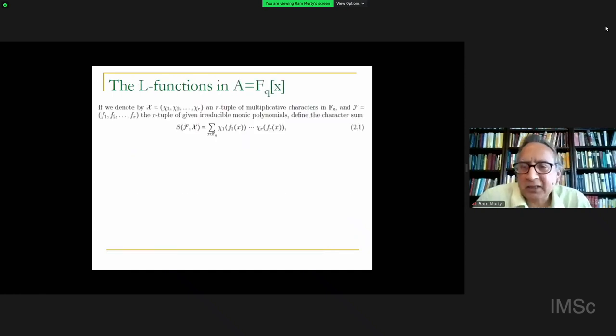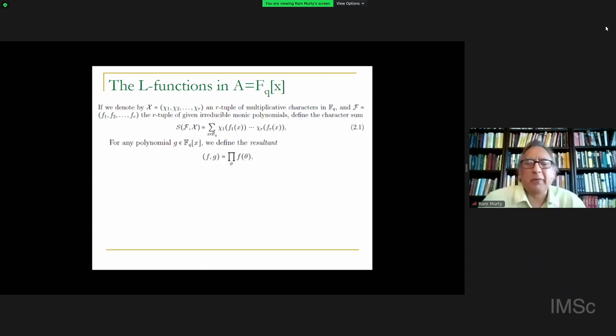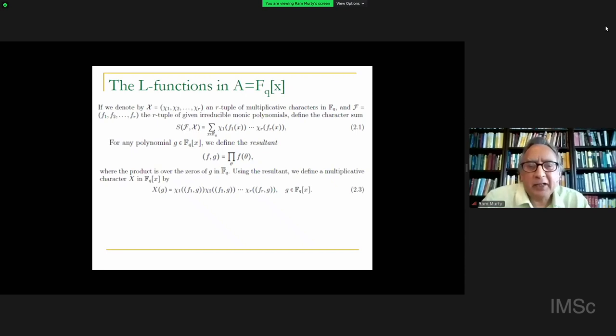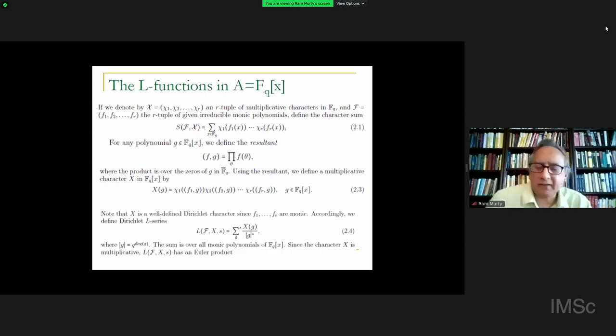So let me give you a crash course in the theory of L-functions over finite fields. You have an R-tuple of multiplicative characters and an R-tuple of irreducible polynomials, and you can form these character sums, S_f(x). Then you define the resultant of two polynomials f and g to be the product of f(theta), where theta runs over the zeros of g. With this definition in hand, you can define a character on the polynomials: X(g) is a product of these characters, and then develop an L-function. The properties of the resultant are enough to show multiplicativity of the function X(g), and this L-function not only is a Dirichlet series, but it also has an Euler product.